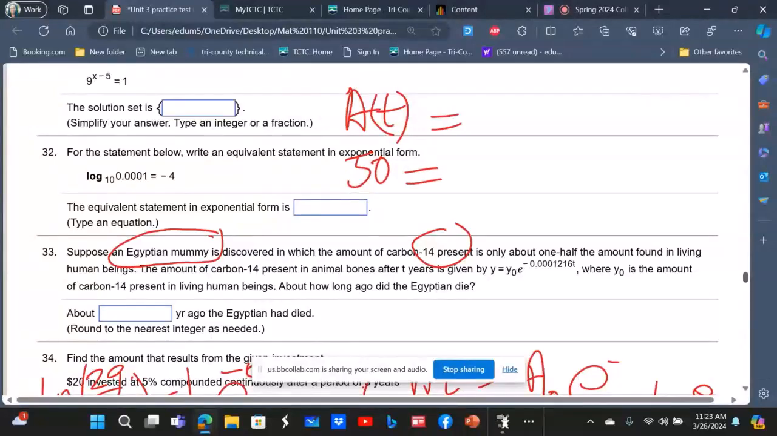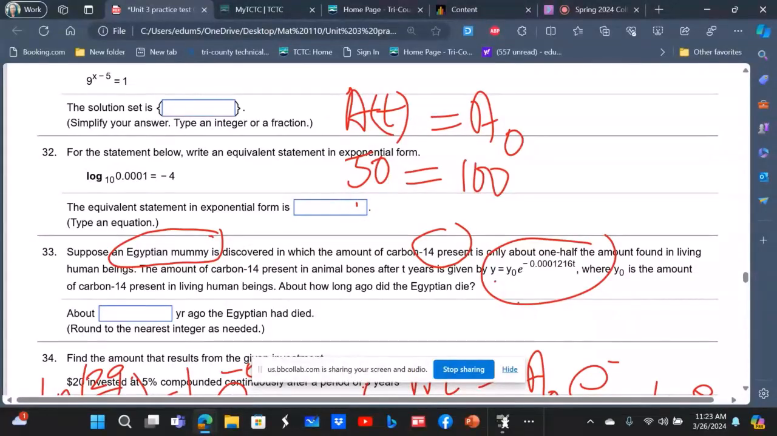And S0, the amount at the beginning, was 100. And then they give me the equation. I'm using Y; they use Y, it doesn't matter. So Y is 50, Y0 is 100.